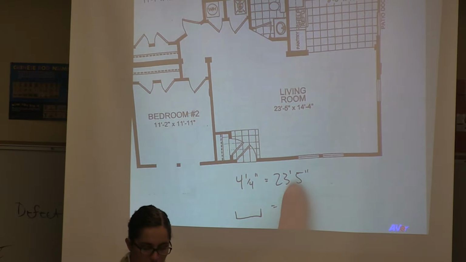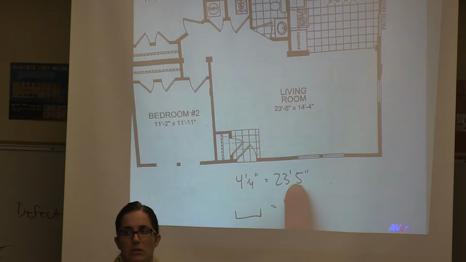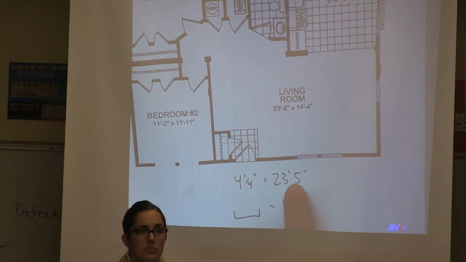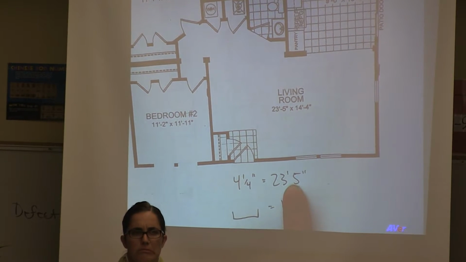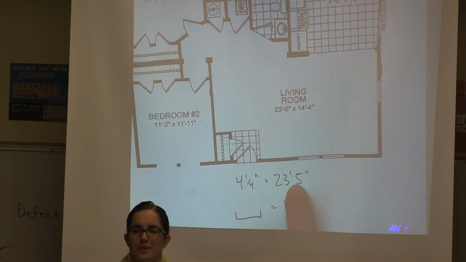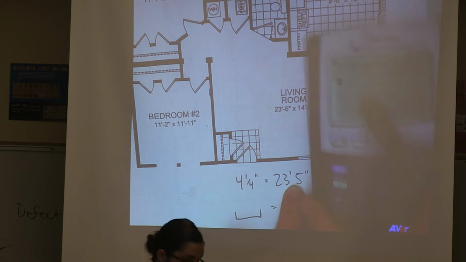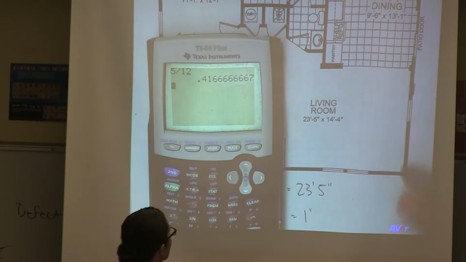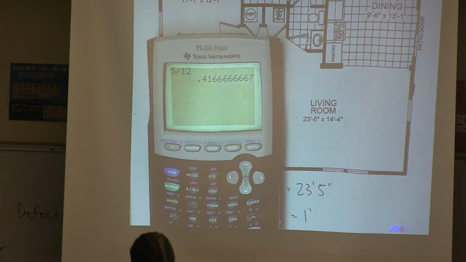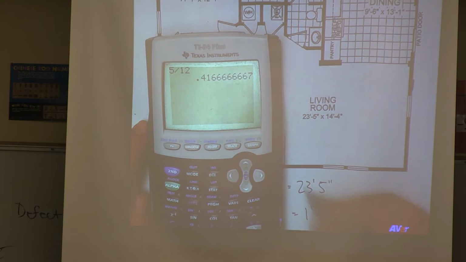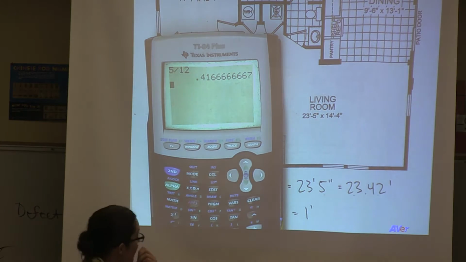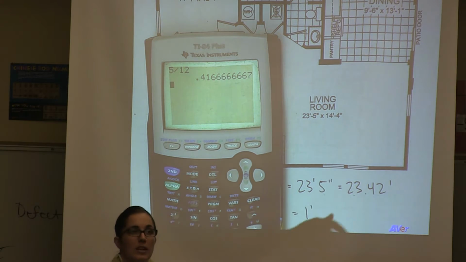Right now, how do I turn 5 inches into a decimal? Don't be distracting, be productive. 5 inches is how many parts of a foot? Or how many parts are in a foot? 5 twelfths, right? This would be 5 inches out of 12. So if I want that as a decimal, I need to do 5 divided by 12. So 23 feet and 5 inches is really 23.42 feet.